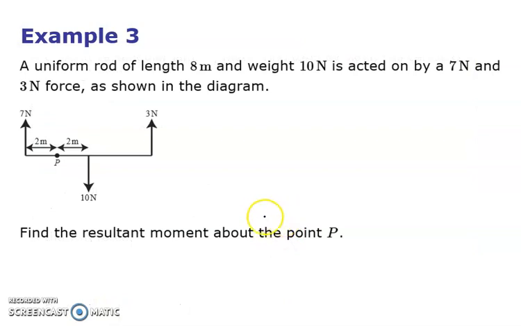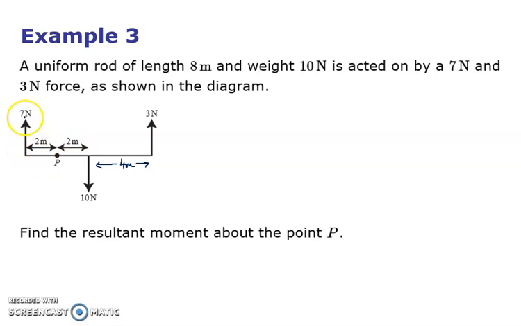Let's do the third example. A uniform rod of 8 meters, and weight 10 newtons. So notice, because it's 8 meters, this is 4 meters on this side, and this is 4 meters on this side, but I don't know where P is. Let's see about this. And weight 10 newtons is acted on by a 7 newton and 3 newton force, as shown in the diagram. Oh, I see, it actually does say 2 meters and 2 meters.